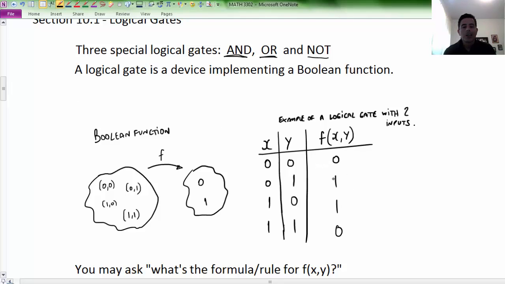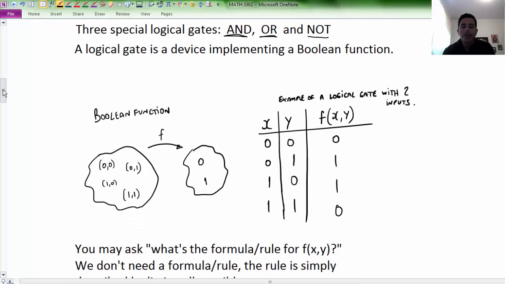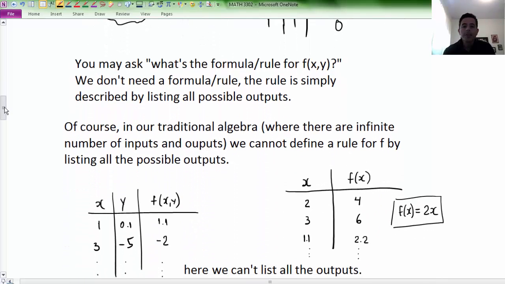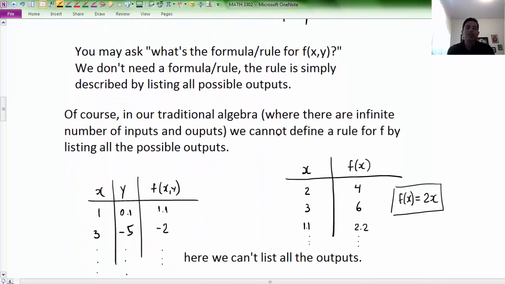Now, you may ask here, what is a formula for that? Well, formulas are mathematical expressions that will define relationships between outputs and inputs, and that's usually for domains that are infinite. So what I'm trying to say here is that, for example, in traditional algebra, right? Look at this example here.